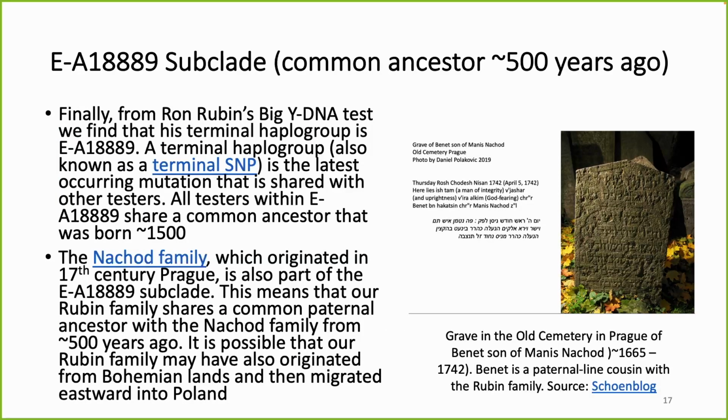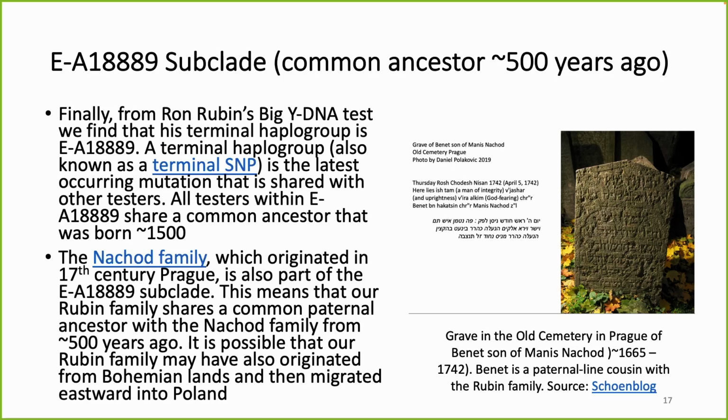And then this is the last slide here about the Ron Rubin part of the presentation. So we get closer to the present day. The last mutation that he shares with any other tester is EA18889. And that common ancestor was born about 500 years ago. So everyone who's part of EA18889 shares a common ancestor from about 1500. So we're getting closer to the present day now.